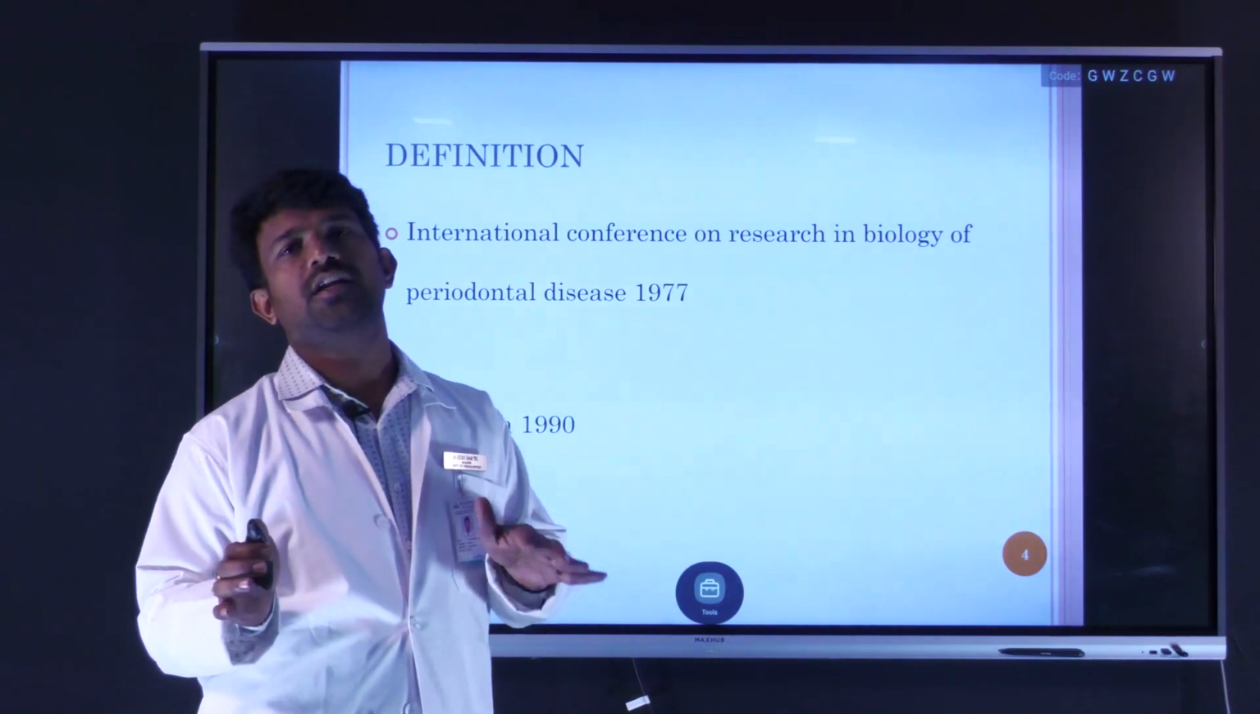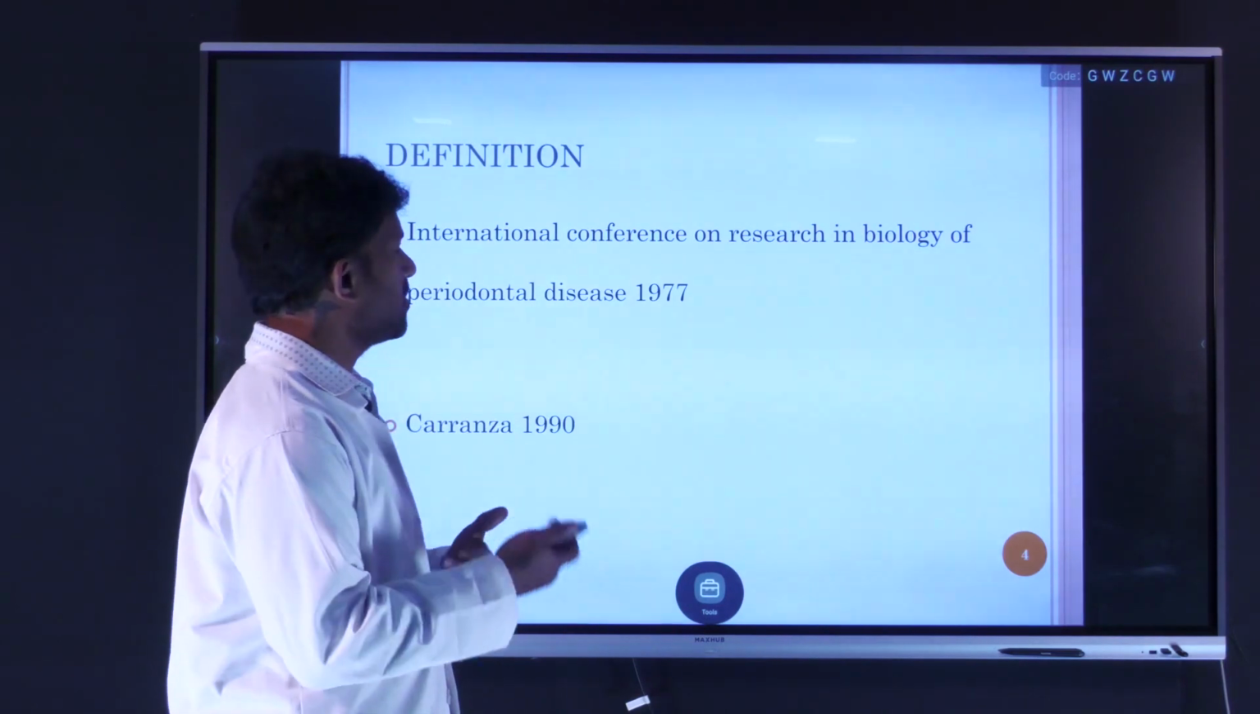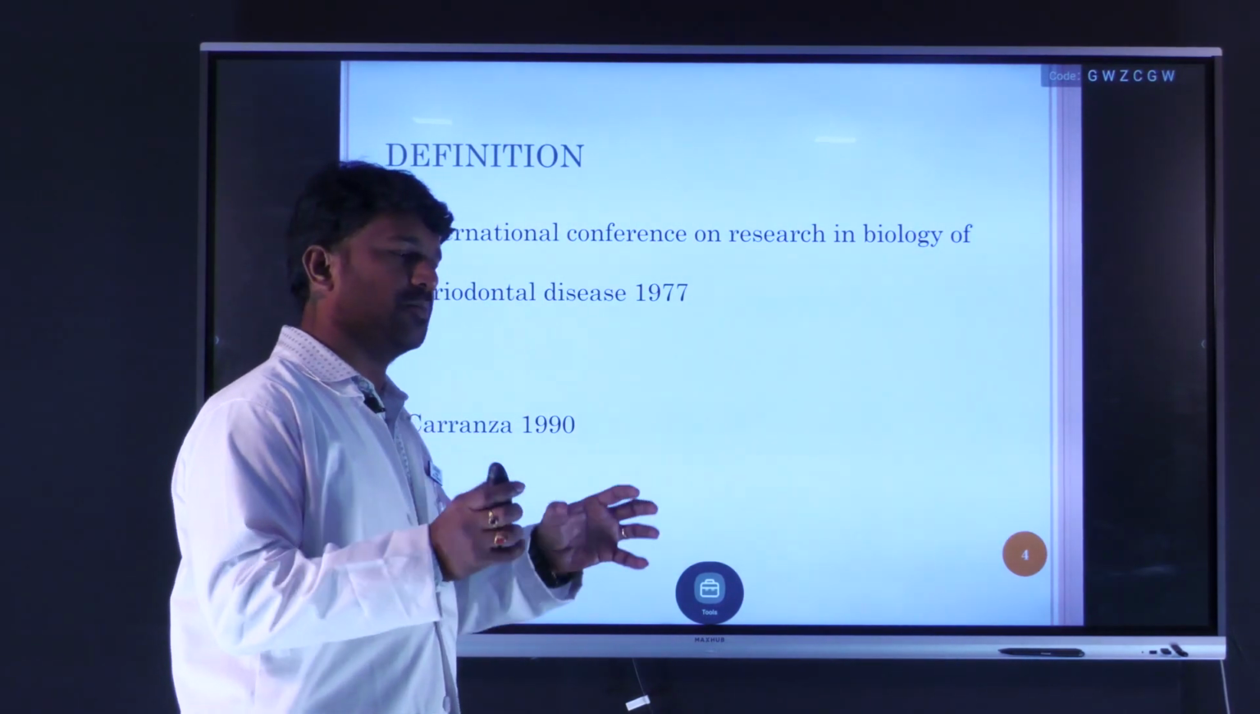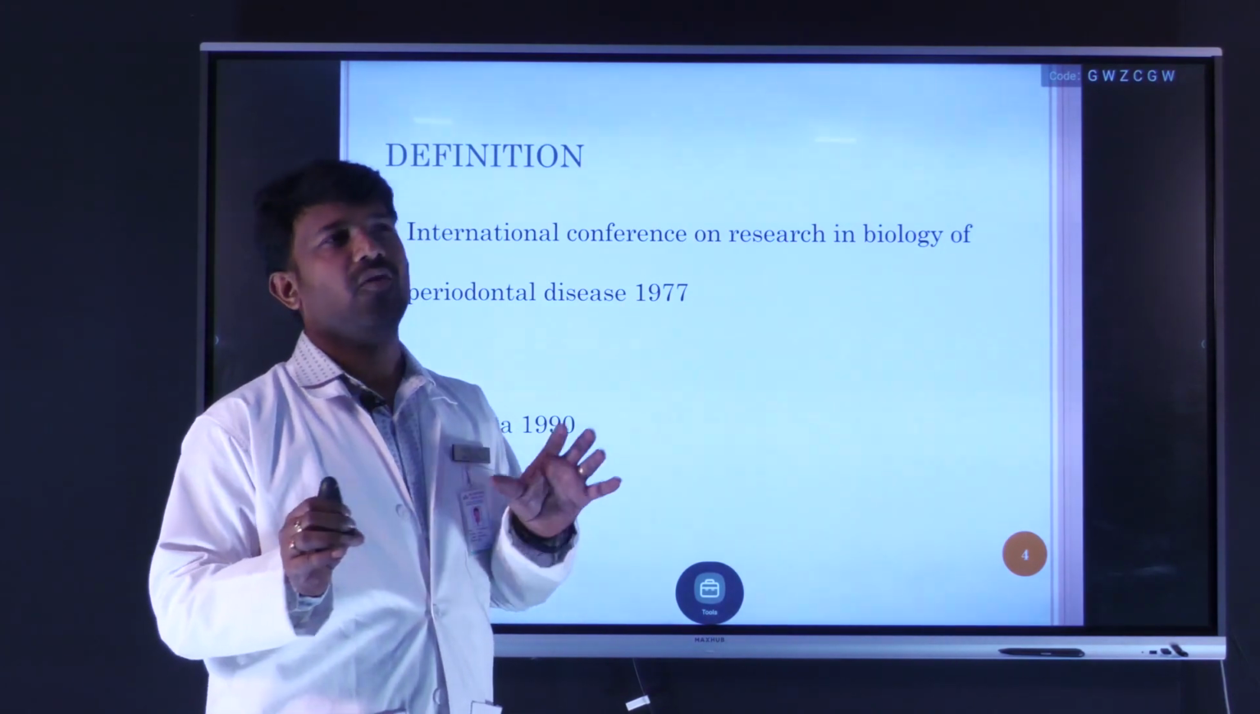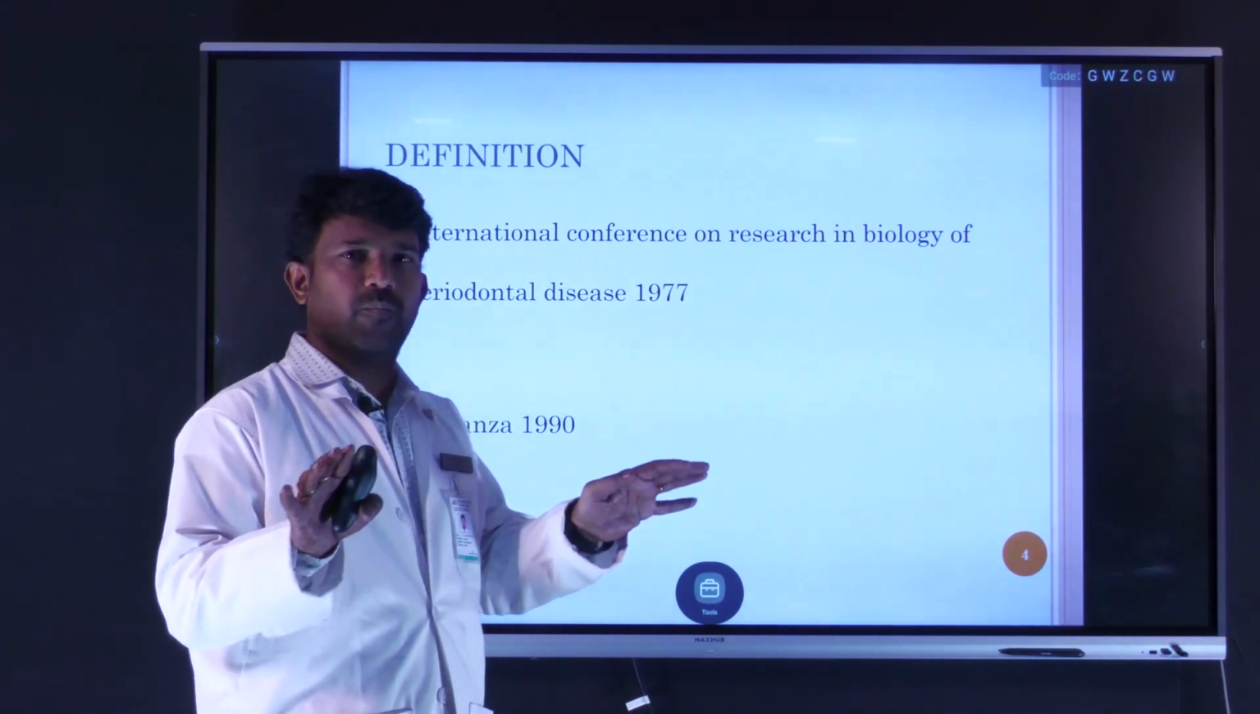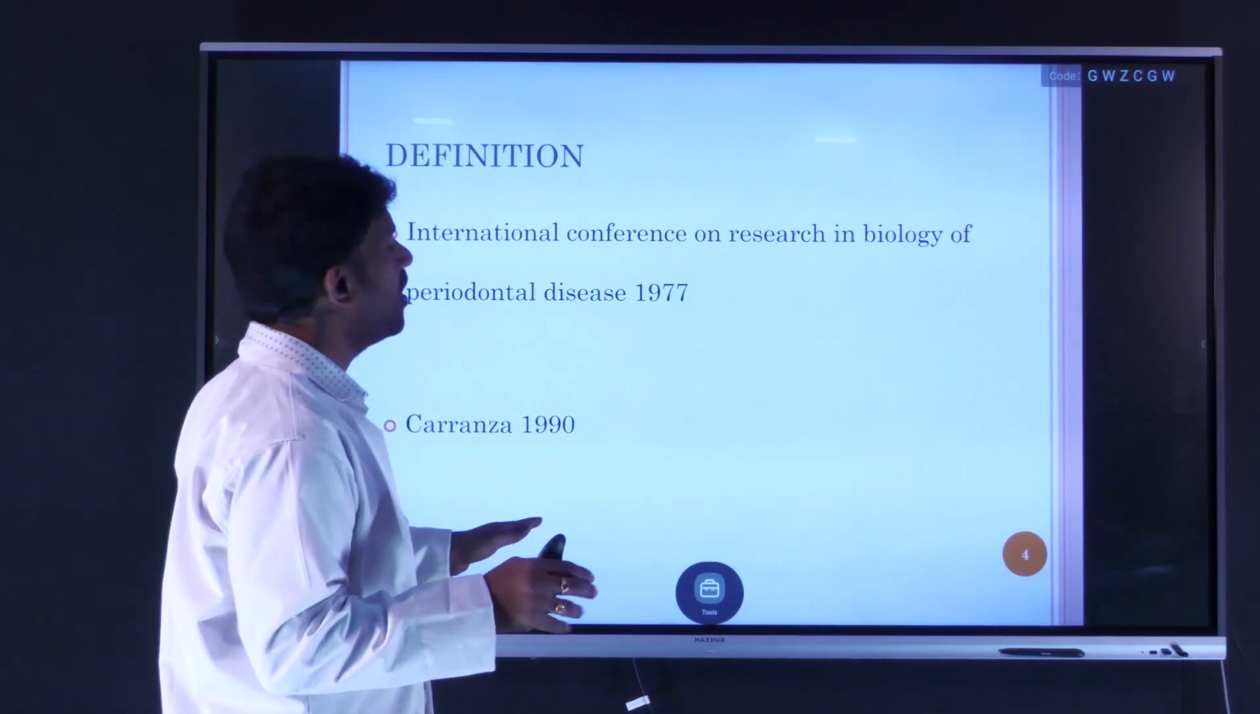If there is a lining, then it is called a cyst. Because there is no lining, this is called a circumscribed area, where we get a discrete portion of collection of pus, and that is called a periodontal abscess.